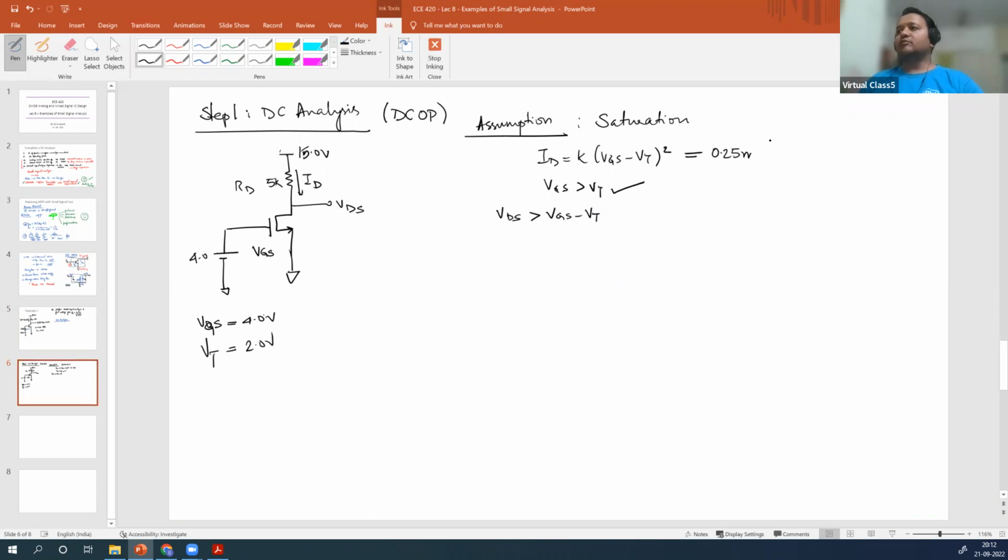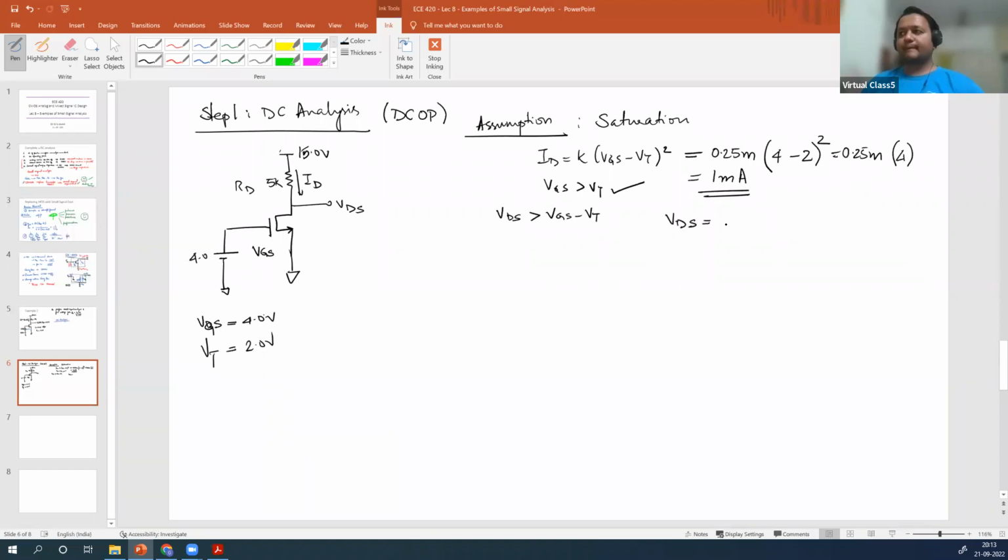0.25 milliampere. How much is VGS? 4 minus VT, 2 whole square. 0.25 milli multiplied by 2 square is 4. 0.25 into 4 is 1. So it is 1 milliampere. ID is 1 milliampere. So what is VDS?